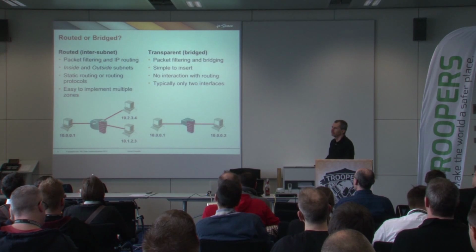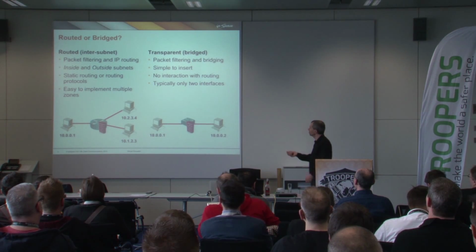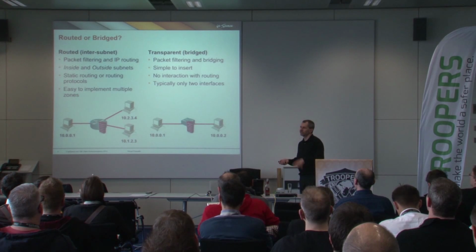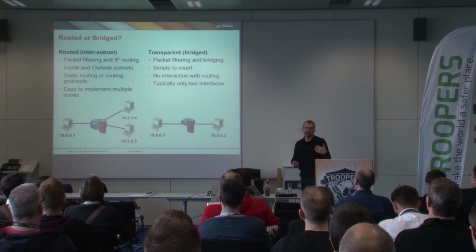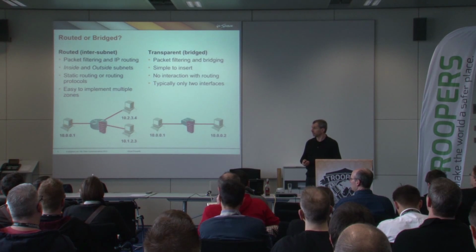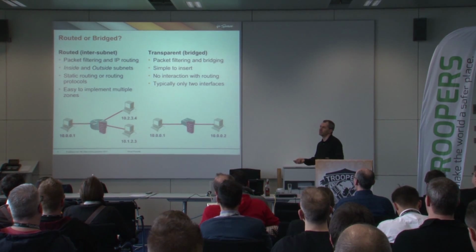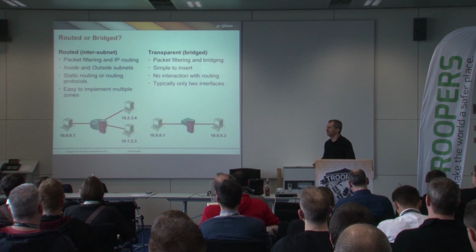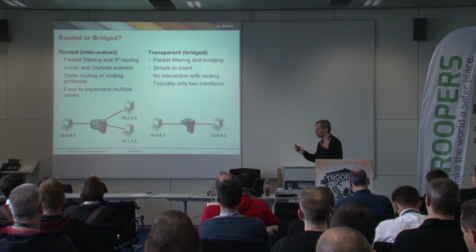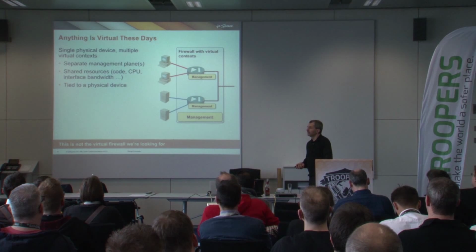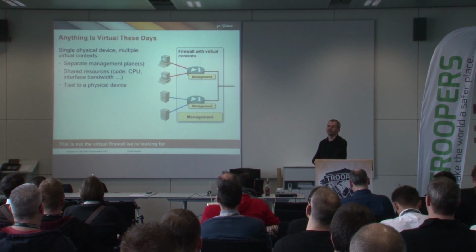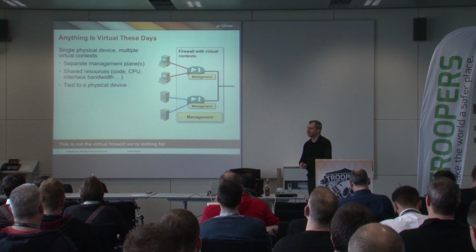The other thing that is an endless debate is, should I have a routed firewall with inside and outside subnets, or should I have a bridged firewall, which is like a bump in the wire? And it really depends on what you're trying to do. So both have their uses. For example, here you typically can only have 2 interfaces, at least in most implementations. I'm positive there is a vendor out there that has a bridged firewall with 10 interfaces. I'm positive there is.